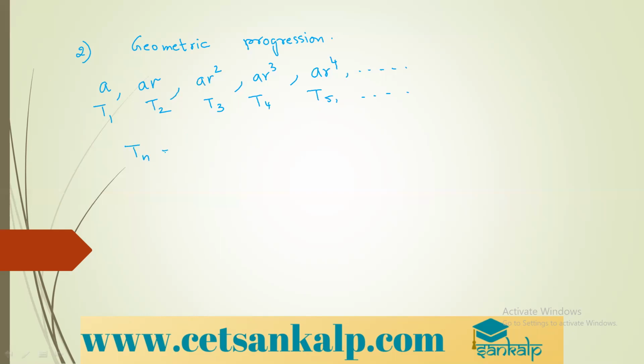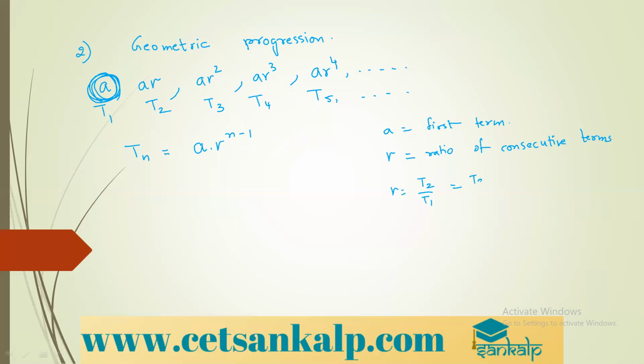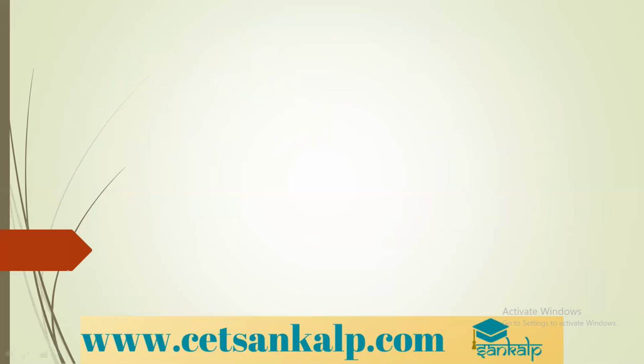So this is called T1 first term, second term, third term, fourth term, fifth term. If you want to find nth term, the formula is A into R power n minus 1. Again, A is the first term. What is R? R is the ratio of consecutive terms. That means R you will get by taking T2 by T1, or T3 by T2, or T4 by T3, like that. What is n? n is the number of terms present here. So this is what about geometric progression.